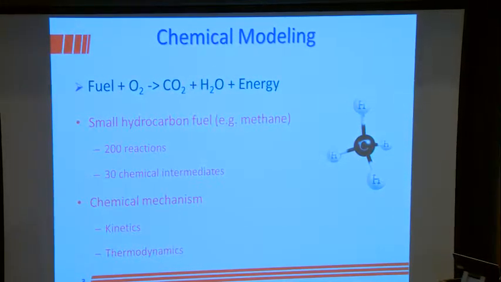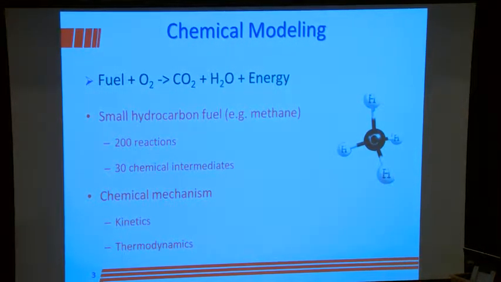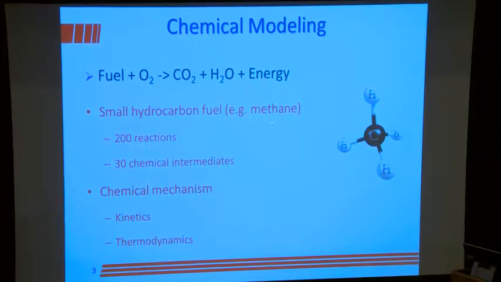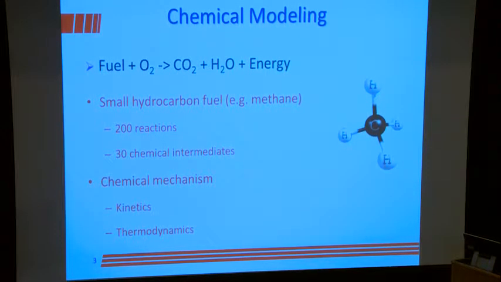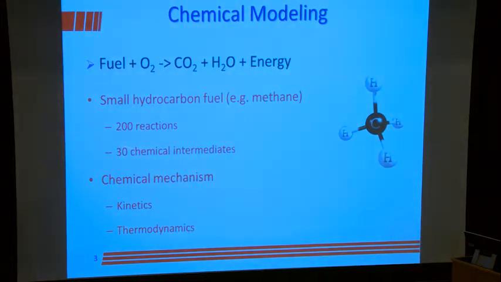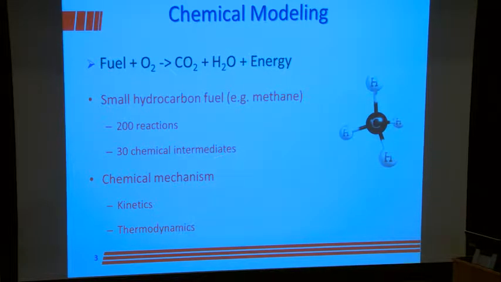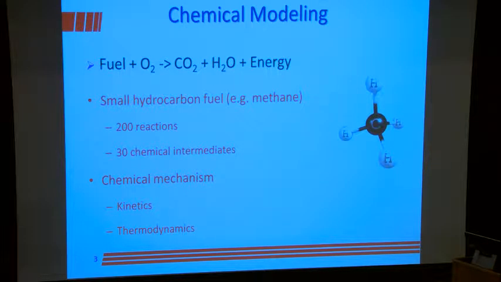Okay. So if we consider a small hydrocarbon fuel, the smallest one, which is methane, actually the mechanism involves 200 reactions and 30 chemical species to explain quite accurately methane oxidation in combustion environments. Okay? And the chemical mechanism involves both an understanding of the kinetics and the thermodynamics of all those species that are involved in the process.